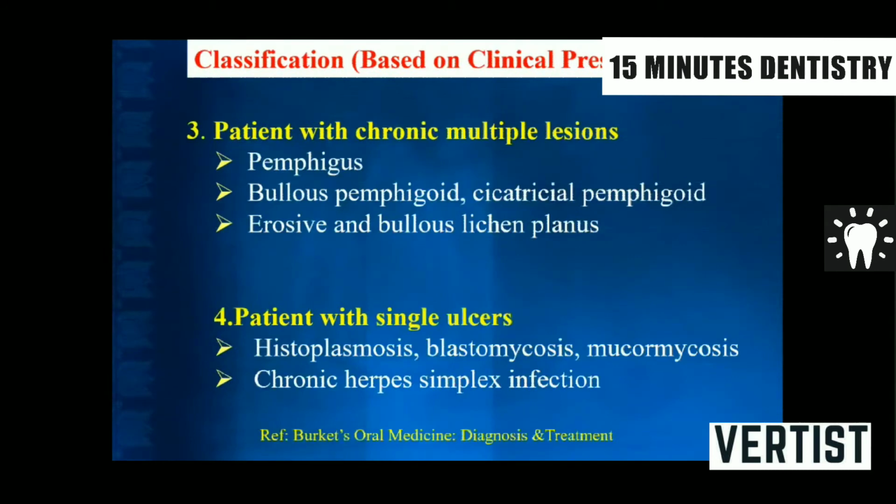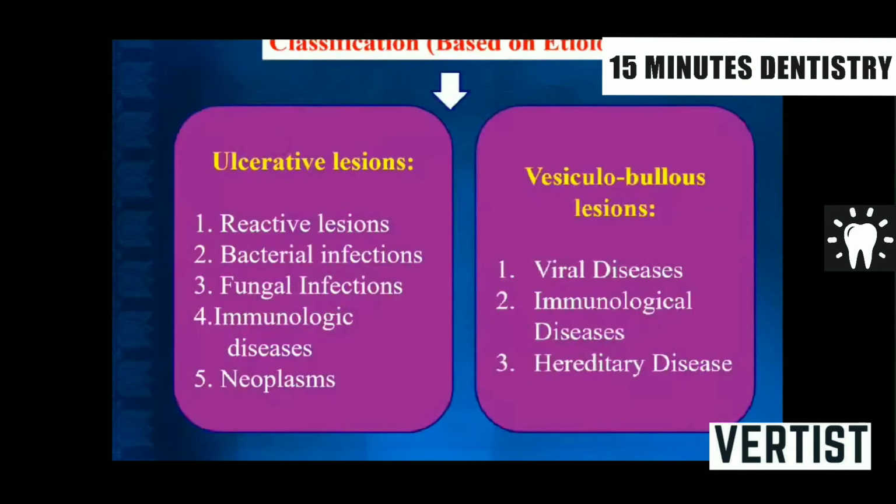Then the third category is patients with chronic multiple lesions. Some chronic lesions like pemphigus, pemphigoid, erosive and bullous lichen planus lie in this category. Then patients with single ulcers. Deep fungal infections like histoplasmosis and chronic herpes simplex infection lie in this category.